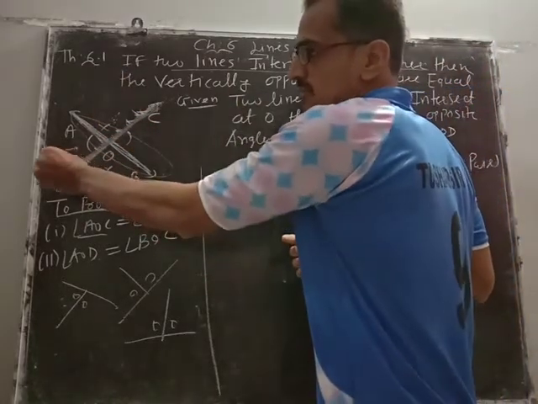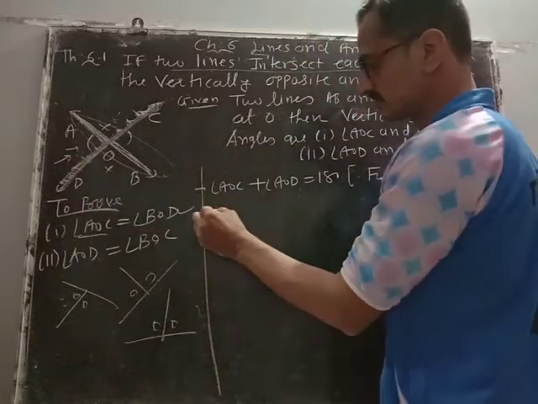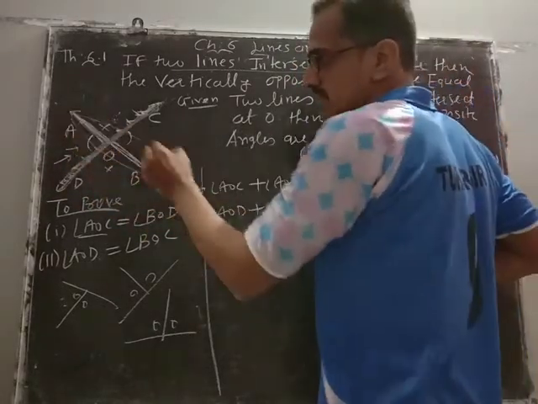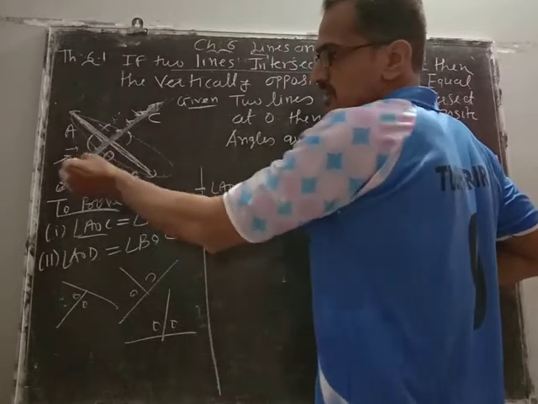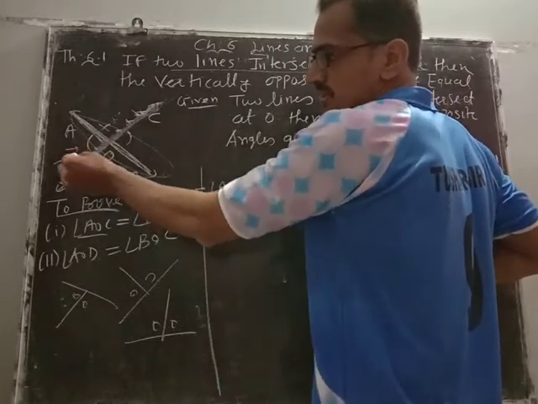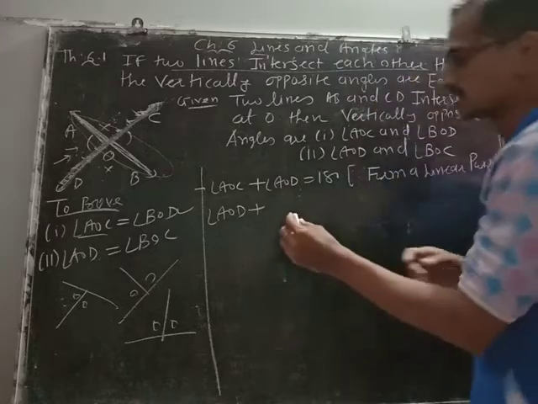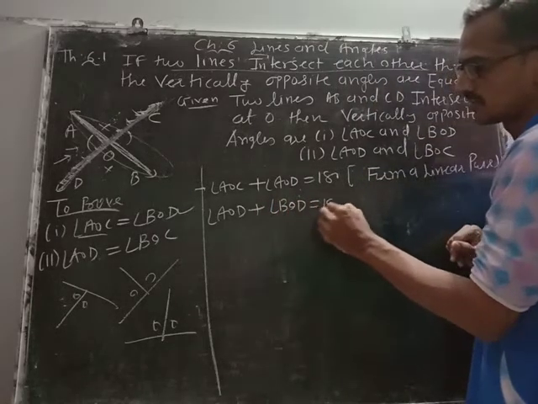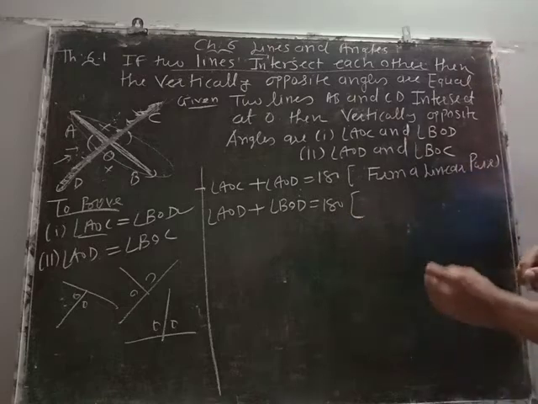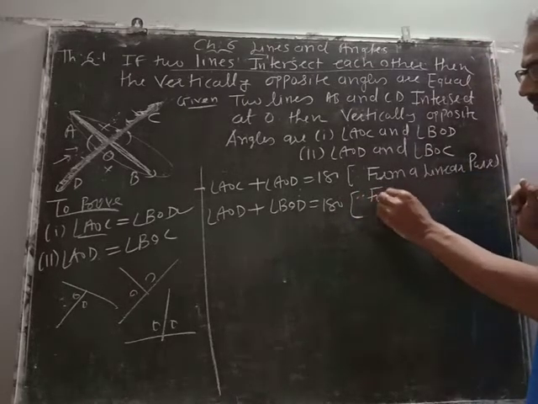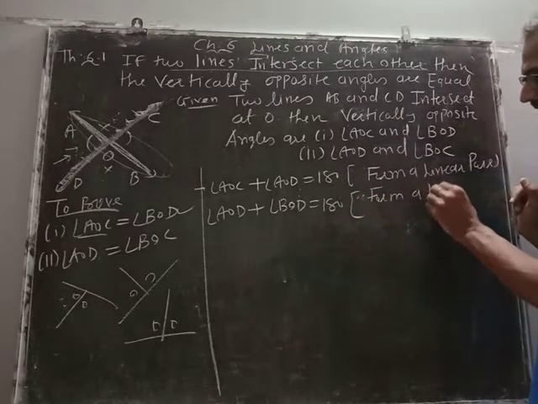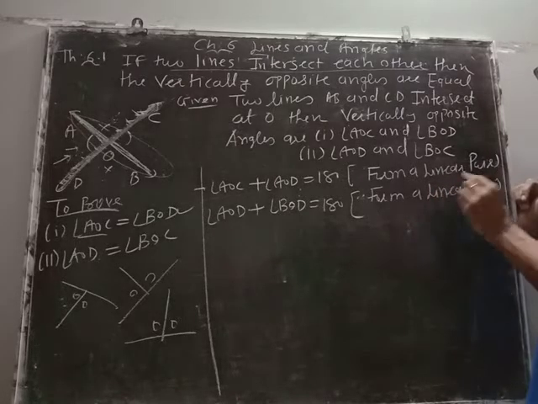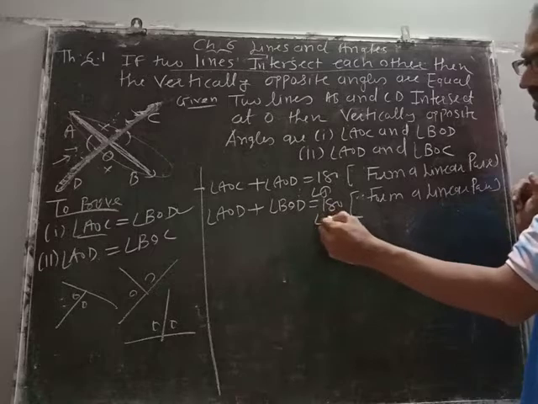So what is the name of this angle? AOD, plus this one. We have considered this straight line, and these two angles are formed: first AOD and second BOD. Sum is 180 degrees. Reason? They form a linear pair. This will give equation number first and equation number second.